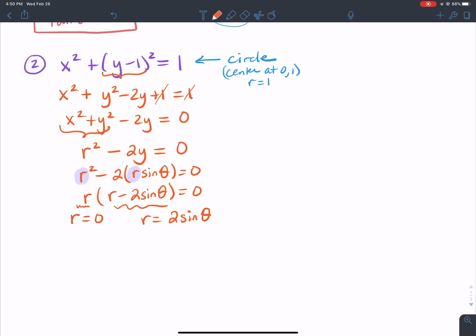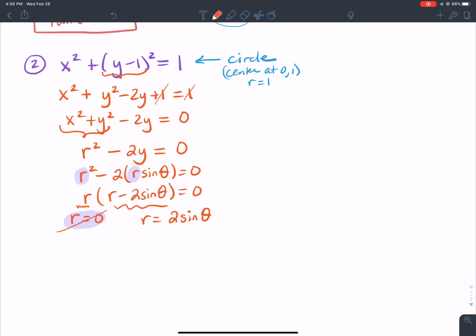Now, you should be saying to yourself, how can r equal 0? Doesn't r stand for radius? How can you have a radius of 0? Well, you can't really, friends, because that's just a point at the center of your graph paper.